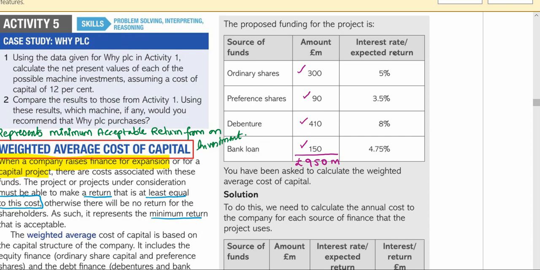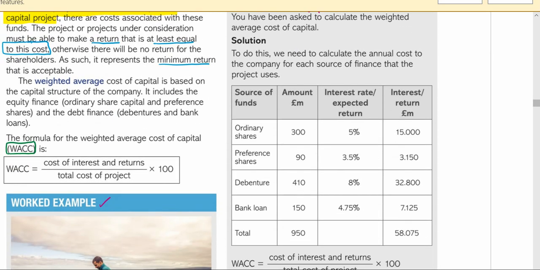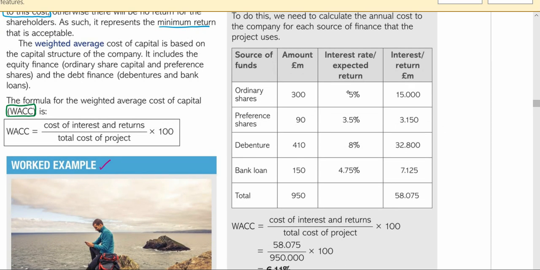The interest rates, the expected returns, are 5%, 3.5%, 8%, and 4.75%. We will be charged, or we will pay, this interest rate. You have been asked to calculate the weighted average cost of capital. So for the ordinary share, 300 multiplied by 5% is 15. 90 multiplied by 3.5% is 3.15. 410 into 8% is 32.8. 150 multiplied by 4.75% is 7.12.